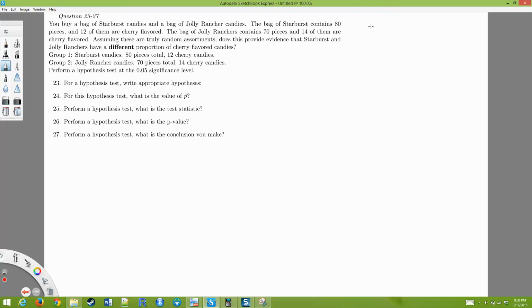Okay. Are we dealing with means or proportions? Proportions, right? Because we're dealing with a categorical variable. Is the candy cherry flavored or not? It also says proportion right here in the question. Do we have one sample or two samples? Two samples. I've got Jolly Ranchers and Starburst candies. Okay, and we are dealing with a hypothesis test.